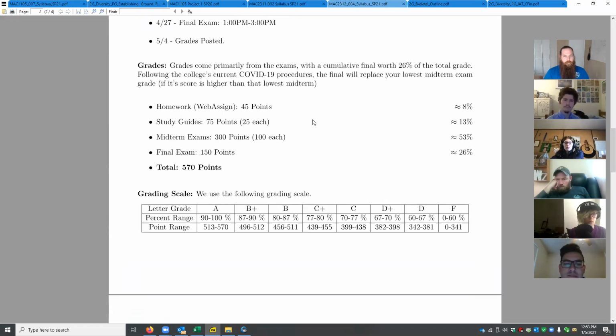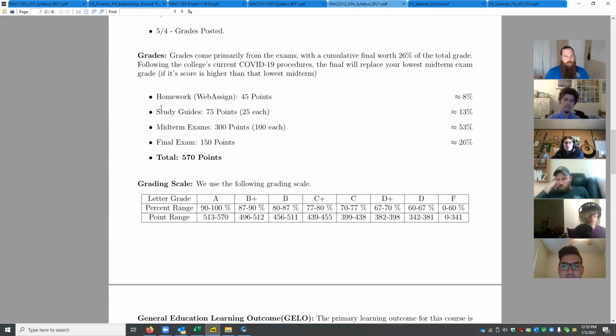The grade in the class comes from a combination of homework, exams, study guides, but most of it comes from the exams. So you can see it's broken down in terms of points and percentages here, a little over half coming from the midterm, a little over a quarter coming from the final, and the remainder of it is made up through the homework and study guides.